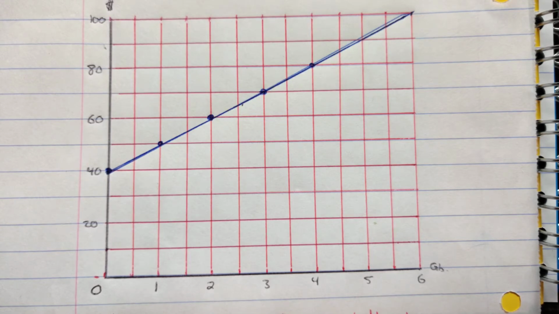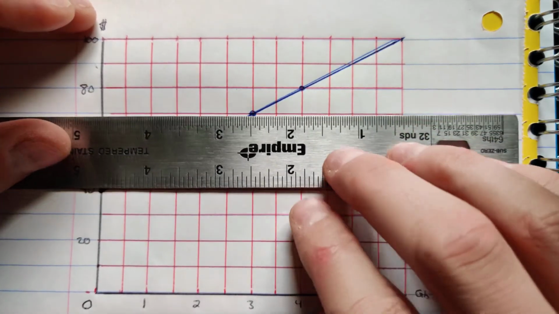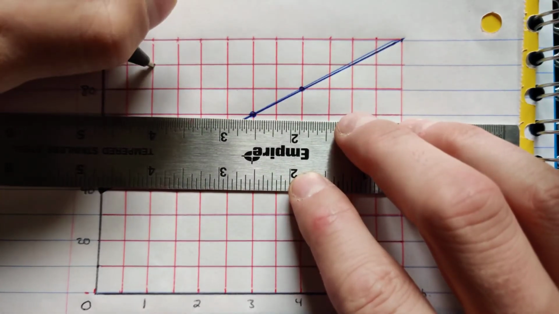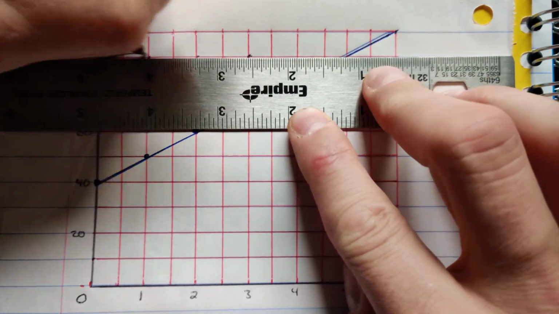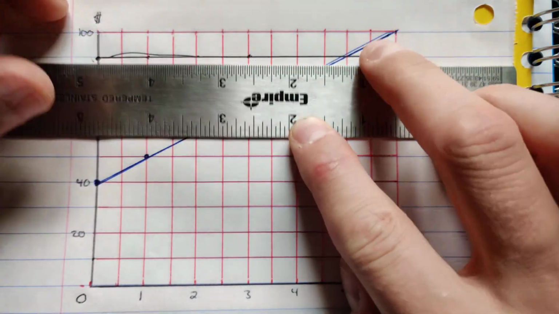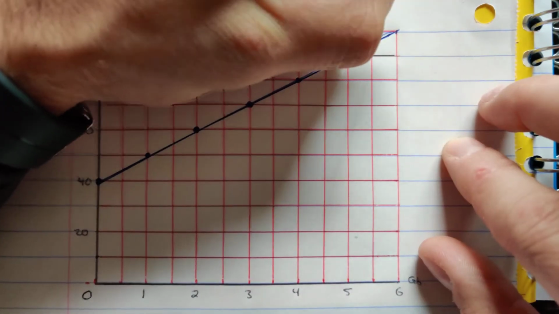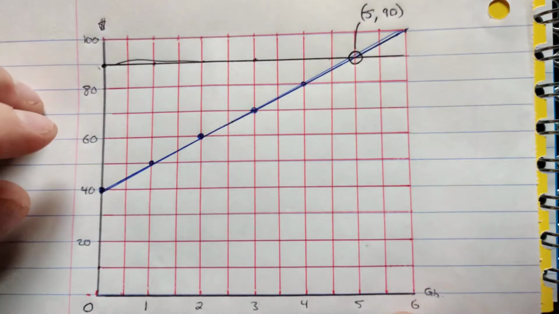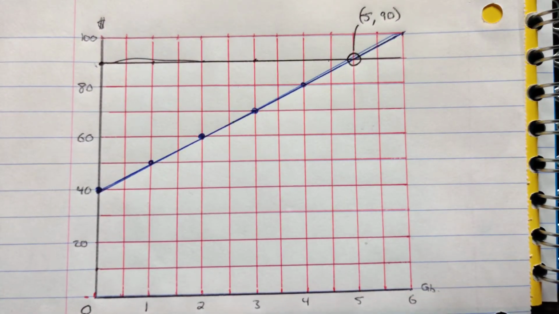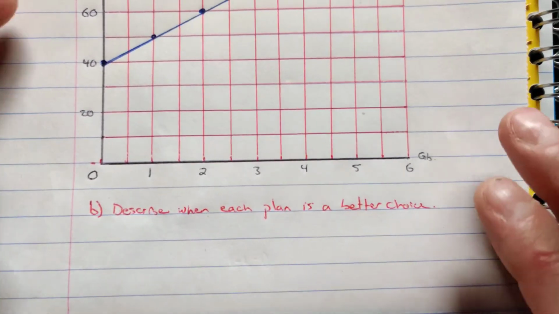The second graph, I'll do that in black. Yeah, black makes sense here. It, no matter what, is 0 and 90, 1 and 90, 2 and 90, 3 and 90. So you see it's always going to be across here. So it's going to go straight across at 90. Try not to make a little bump like I did. So it's going right across here. And we see that they intersect here at 5 and 90. So 5 gigabytes costs $90. That's where they intersect. And so the second part here says, describe when each plan is a better choice.